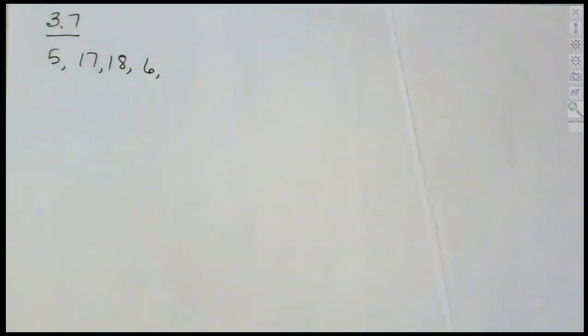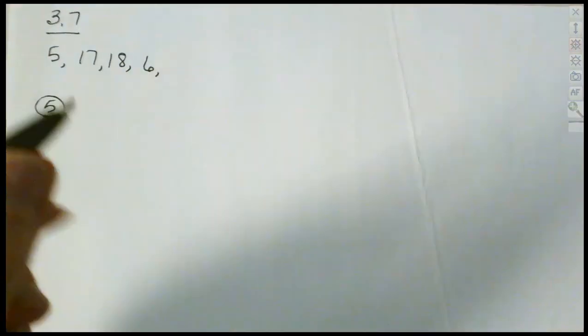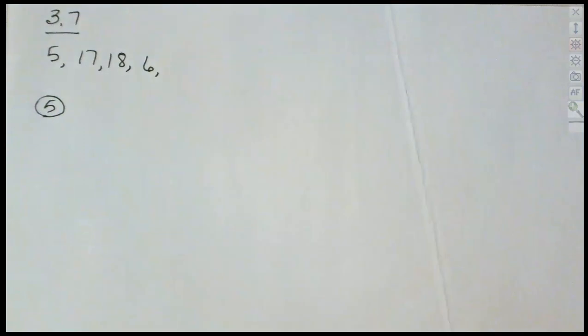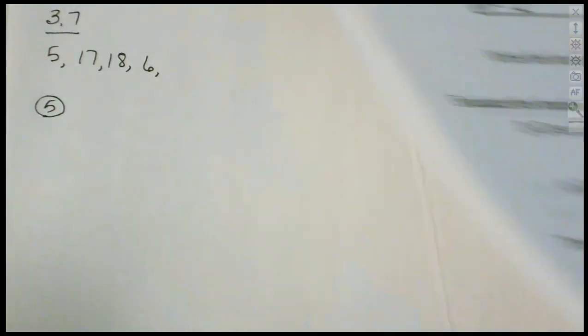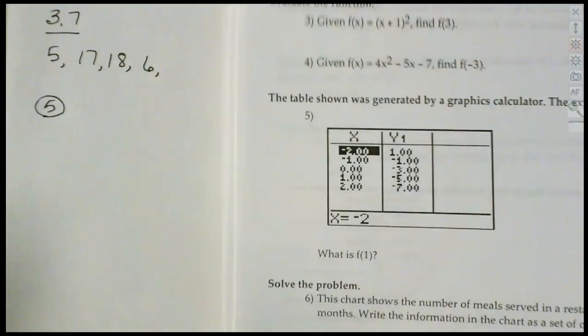Go ahead and look at 3.7. We're going to look at question 5. And I think this is actually one of the easier questions. We just have to know how to read the table. Okay, so this one's all about reading the table.